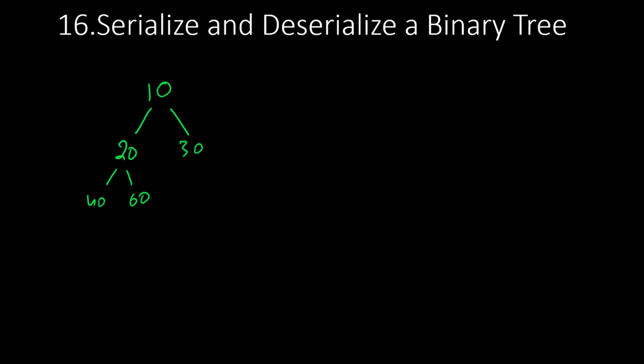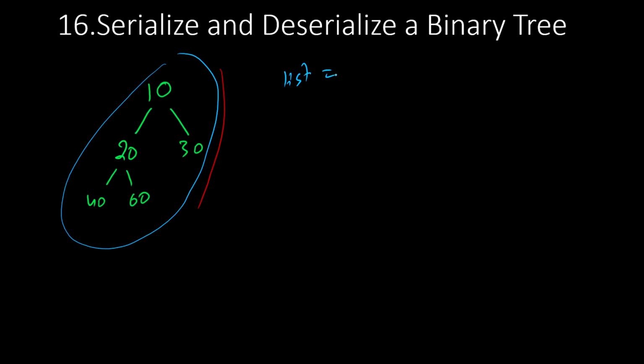Now coming to the question. By serialize and deserialize, the question is simply saying that we have to convert the given tree into a list. Okay, we have to convert this into a list of elements. This will be known as serialize. And what is deserialize? Deserialize is the opposite. Now we're going to convert this list into a tree again. So this is what serialize and deserialize mean.